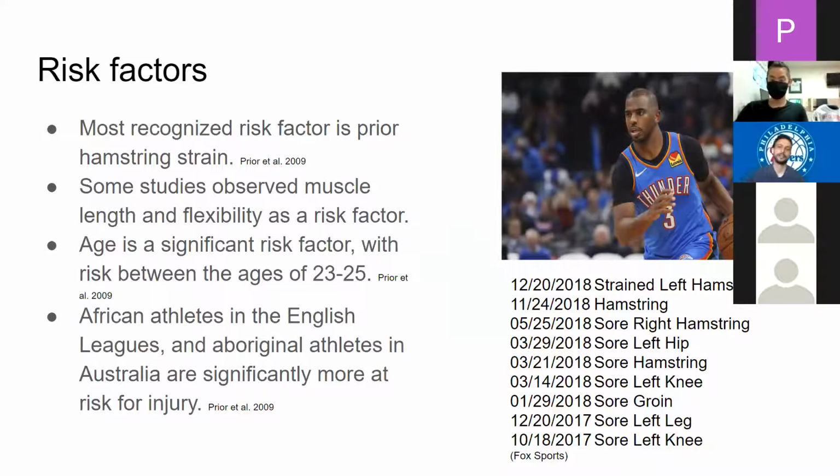Hamstring muscle injuries are the most common injury in the world, actually. One of the most recognized risk factors for hamstring strains is a prior hamstring strain. That's the only risk factor with a statistically significant correlation. Some other studies observed muscle length and flexibility issues as risk factors. Some studies also saw age as a risk factor, with ages after 23 at highest risk. 23 to 25 is where they saw the highest spikes in incidence.